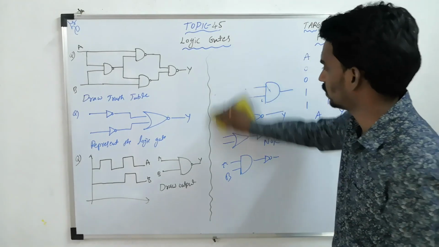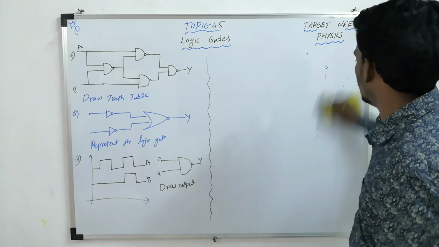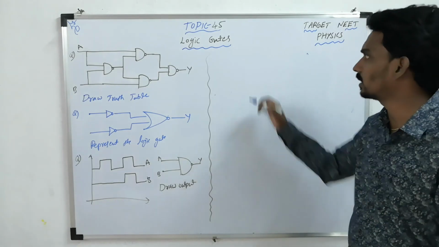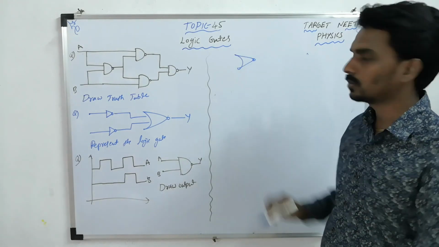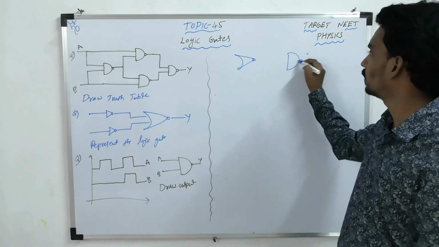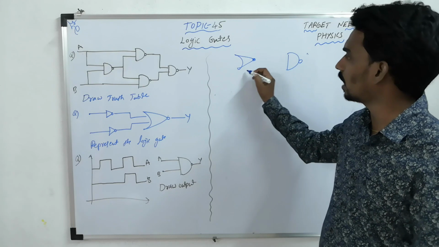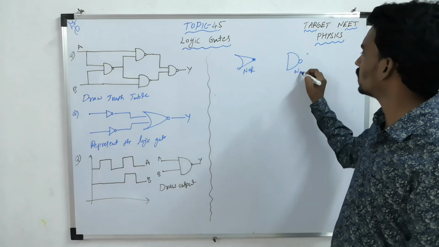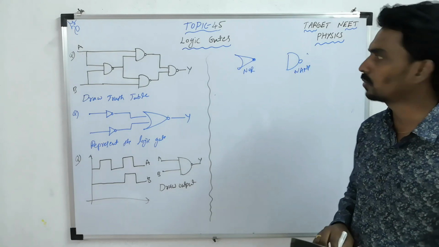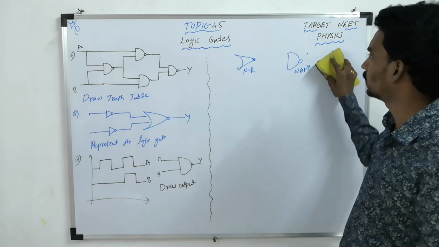Now sometimes they will represent it like this, with a bubble. This is a NOT gate connected. So OR plus NOT, this is NOR. This is NAND. Don't forget to remember that one.